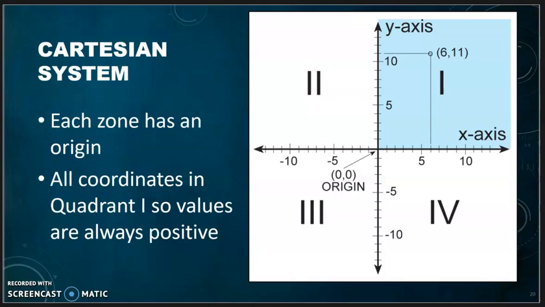So we have the Cartesian system of x and y, and we can see here there are 4 quadrants, and each zone has an origin, and all coordinates in quadrant 1 will have values that are positive.